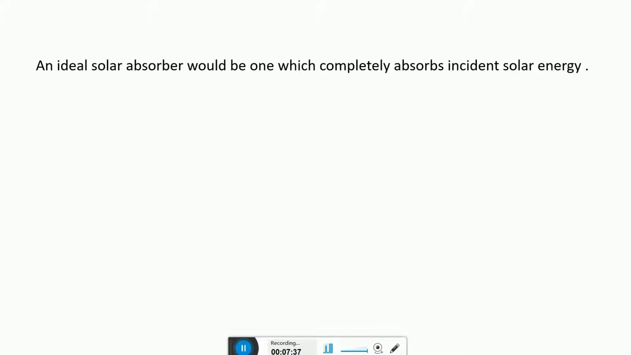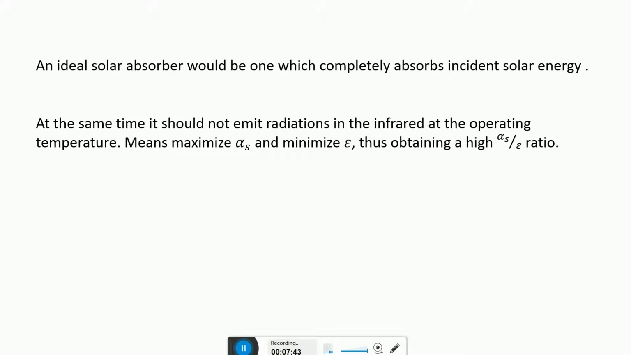An ideal solar absorber would be one which completely absorbs incident solar radiation energy. At the same time, it should not emit radiations in the infrared at the operating temperature, meaning maximize alpha S, that is absorptivity, and minimize epsilon, meaning emissivity, so that we get a high alpha S by epsilon ratio.